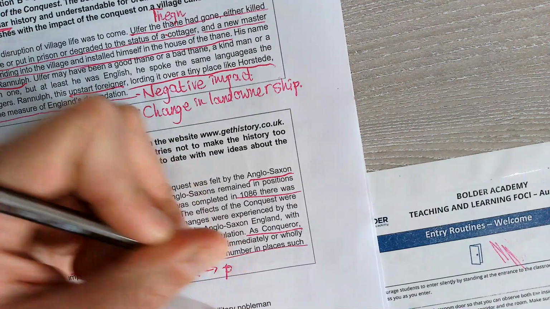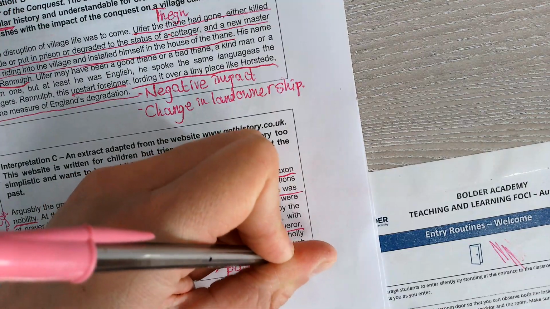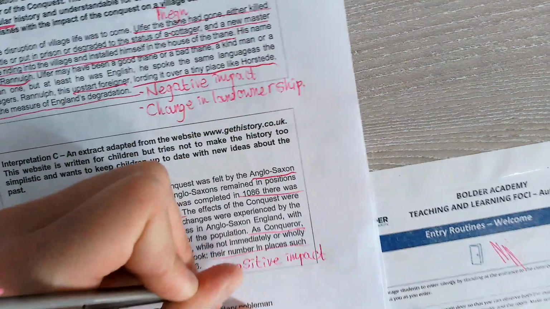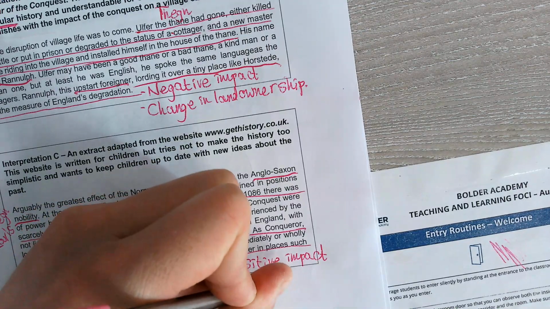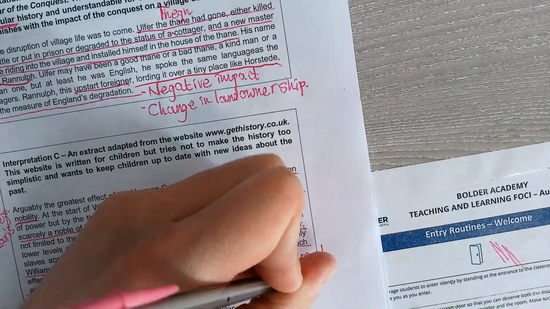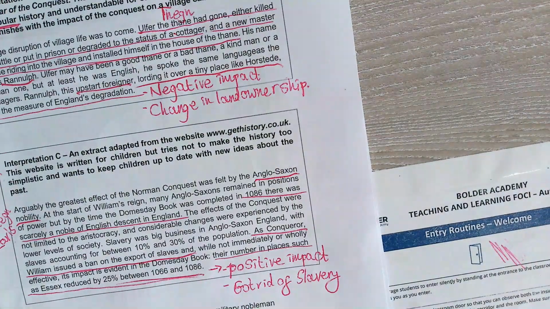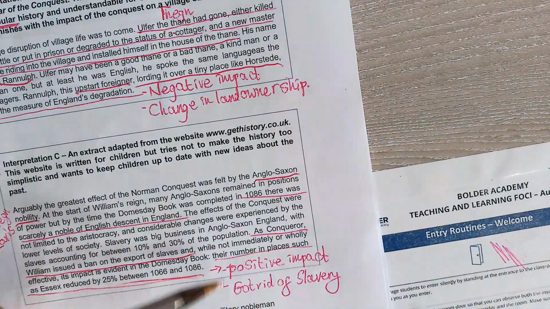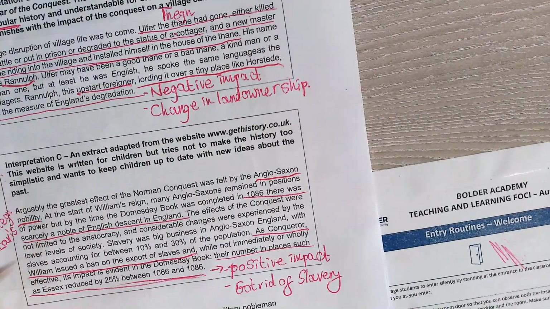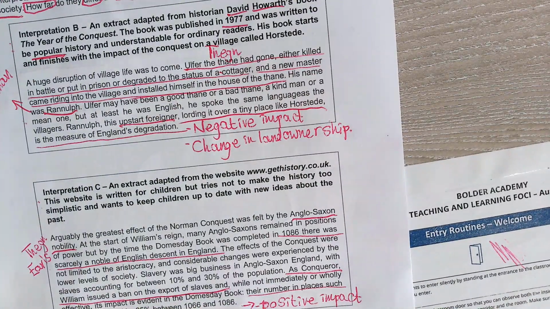So I'm going to write positive impact. And I'm going to write eradicated or got rid of slavery. I'm just helping myself out later on again so I know what I'm going to write about. And I think that's what I'm going to focus on. I'm going to focus on that as my difference. Okay? Right, now I go to my answer.